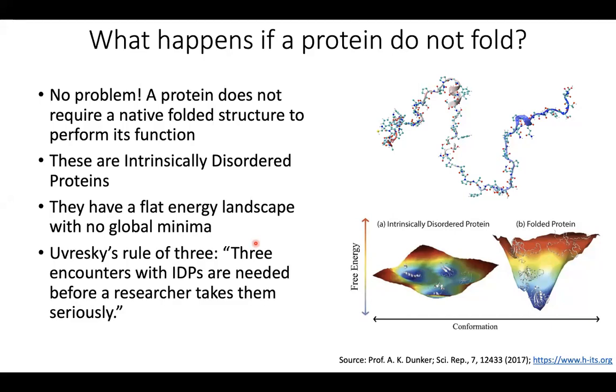And there's Uversky's rule of three. Uversky is a scientist who works on disordered proteins, and he once said that three encounters with IDPs are needed before a researcher takes them seriously.